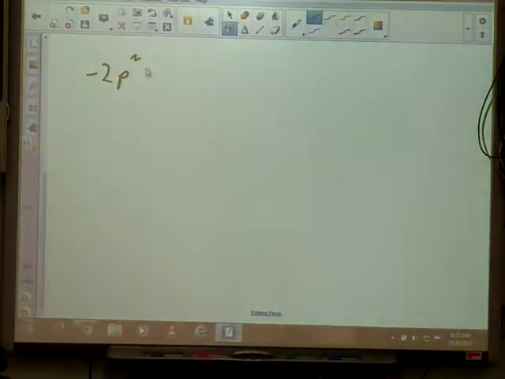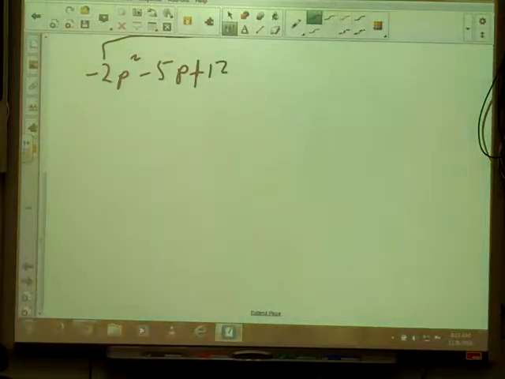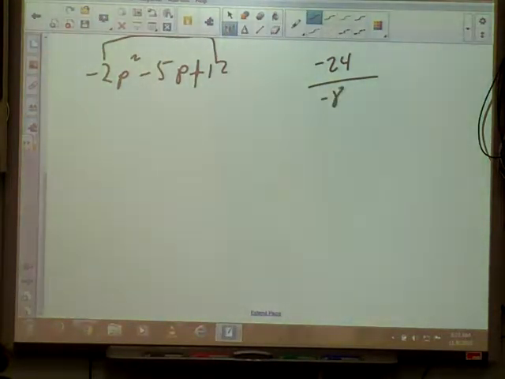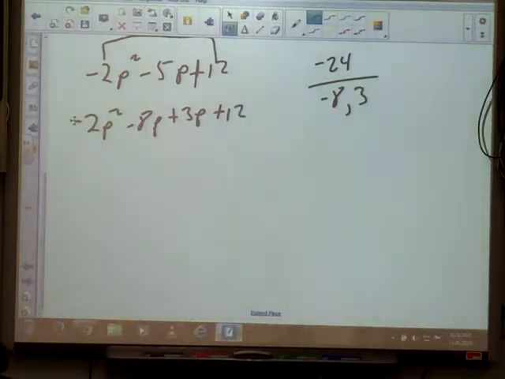Negative 2p squared minus 5p. I do not know for sure. When my A is a negative, I always factor an A out. But all y'all are asking, so I'm going to check it and see if I can get it without doing that. A times C would be negative 24. I think it'll be okay. Factors of negative 24 that add to negative 5 will be a negative 8 and a positive 3. So it'll be negative 2p squared minus 8p plus 3p plus 12.